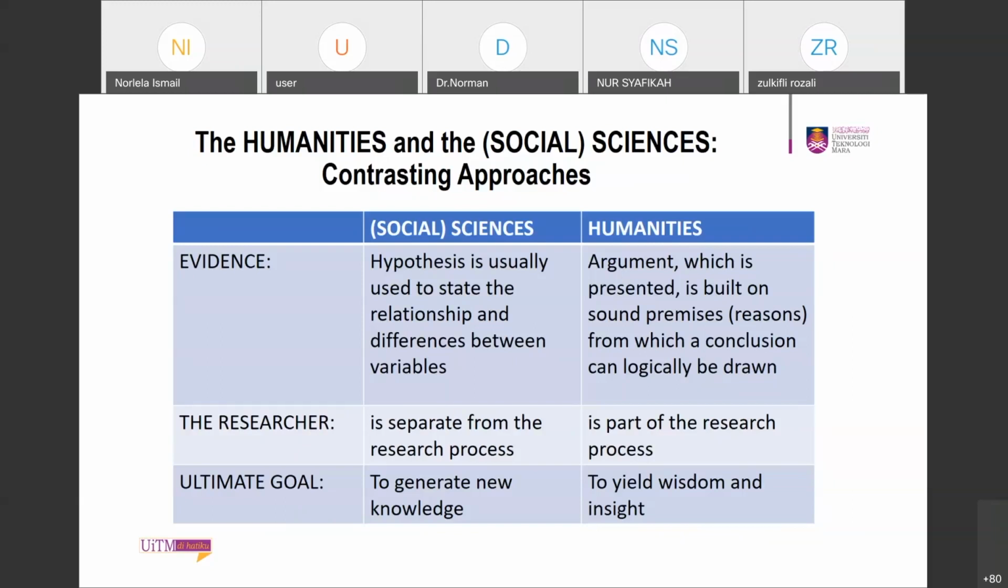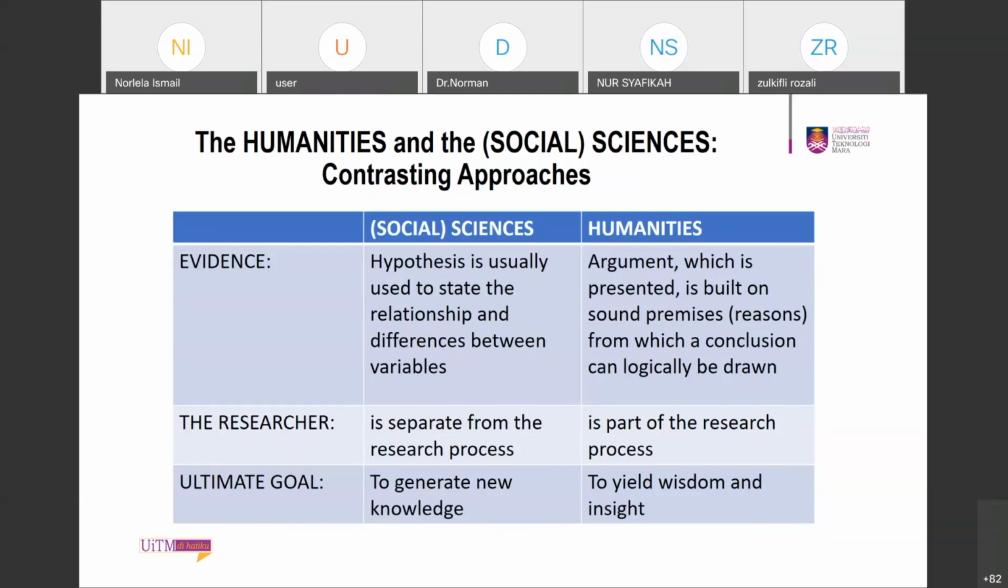So in the tradition of the humanities, and social sciences to a certain extent as well, argument is very important, because when it comes to a thesis or dissertation, one must come up with an argument. Otherwise, the work cannot be considered a thesis at all. So the argument is the thesis. In the sciences especially, the researcher is separate from the research process. But what is unique and interesting about the humanities is that the researcher is part of the research process.